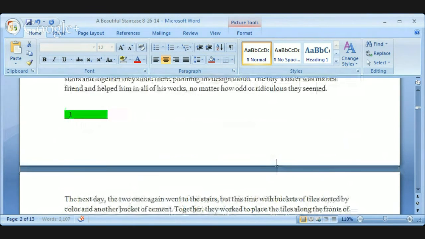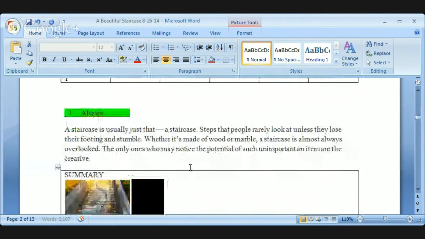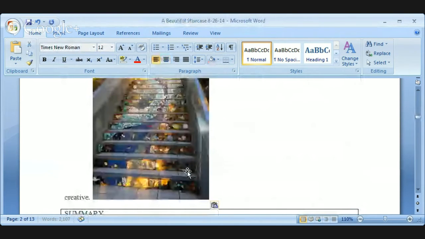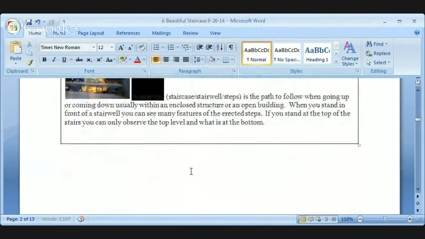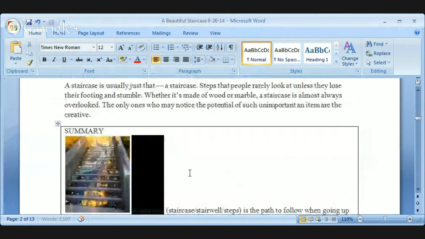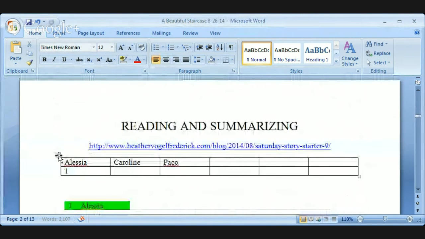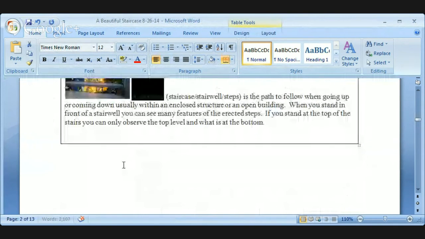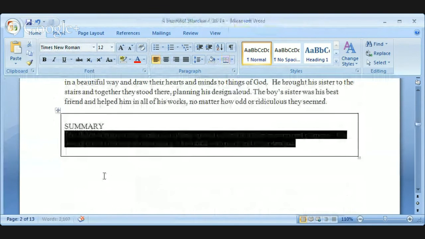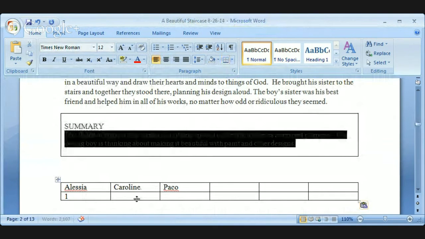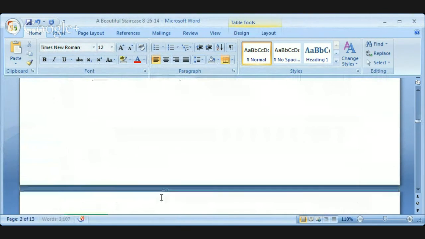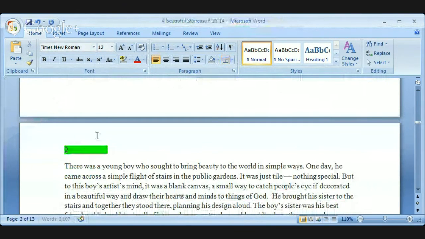All right, so let's go back down now to our reading. I'll take that one out. We don't need that one. Now we will hear Caroline read for us. Caroline, would you read starting at number 2? And Paco, hello Paco, you will read at number 3. Hello, good morning. Caroline is number 2, and Paco, you are number 3. All right, Caroline, read for us now.